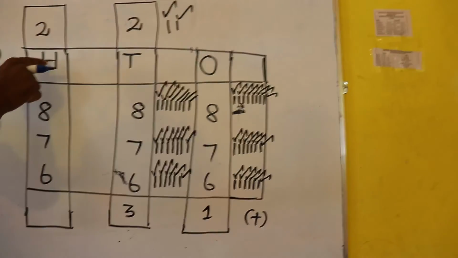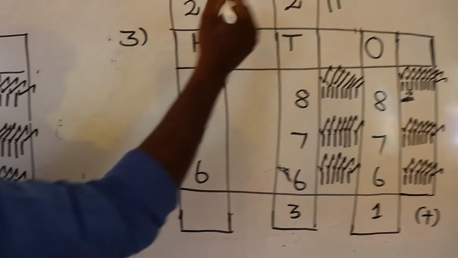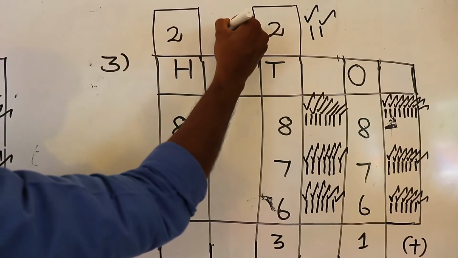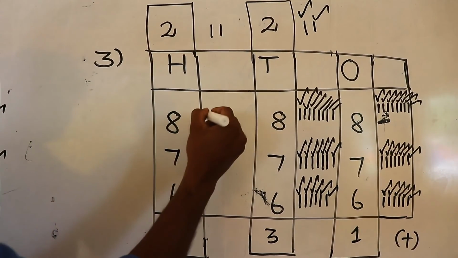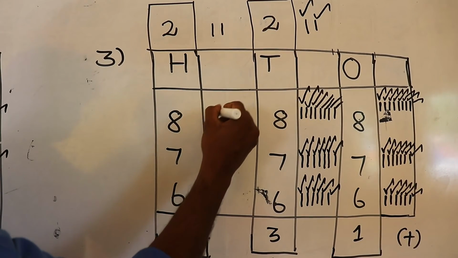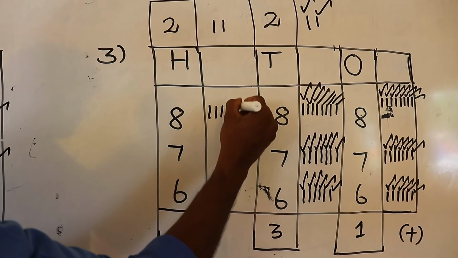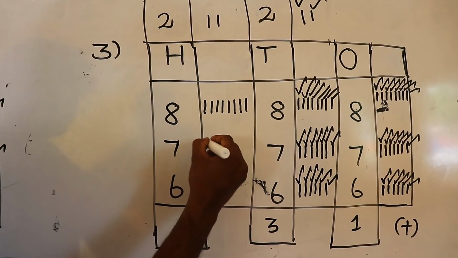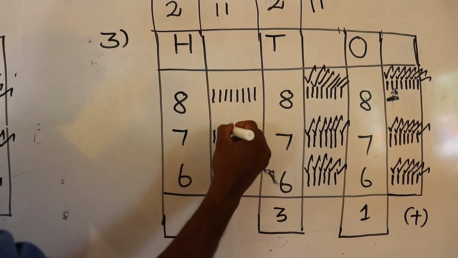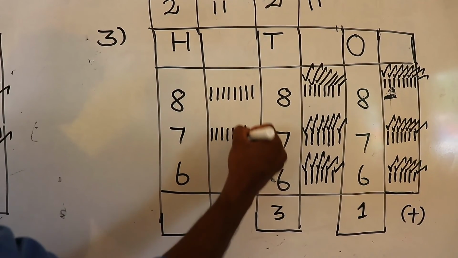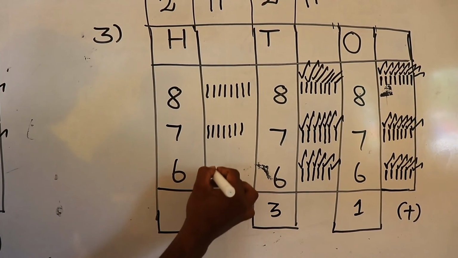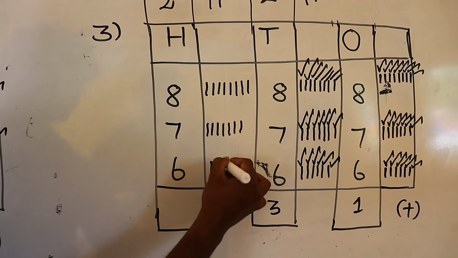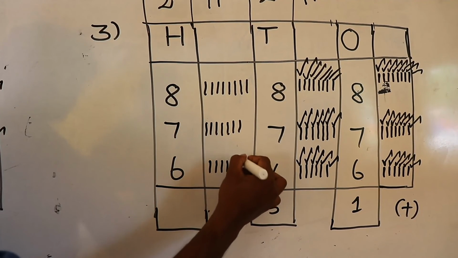So now, the hundreds value. The first number is 2, so here draw 2 lines. Next 8, so draw 8 lines. Next number 7, so draw 7 lines. The last number 6, so draw 6 lines.